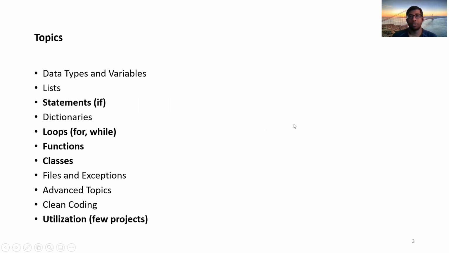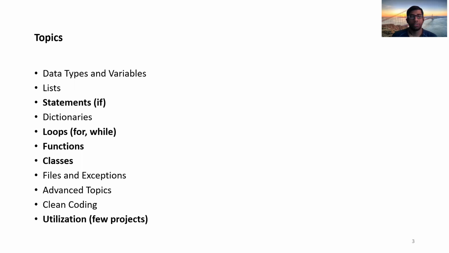So the topics that we'll cover will be practically everything that you need to know, which are must-knows in order to do efficient coding in Python. So we'll start with data types and variables and lists. And we will also put some emphasis on statements, and we'll also learn dictionaries and loops, functions, and object-oriented programming, including classes, files and exceptions, and advanced topics.